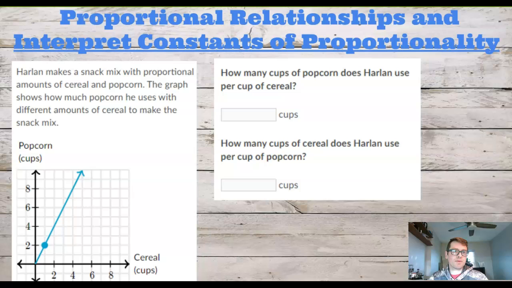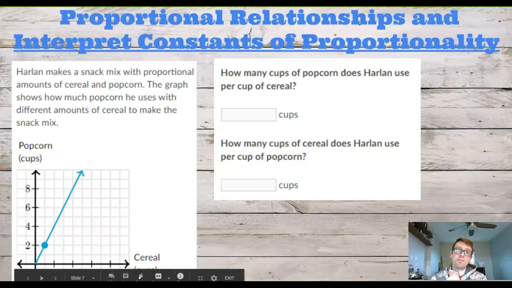Back to your breakout rooms when you're ready. This question is asking us 2 different questions. How many cups of popcorn does Harlan use per cup of cereal? Please read carefully on this one. And then part B, we'll call this part A and part B. How many cups of cereal does Harlan use per 1 cup of popcorn? This is asking for both unit rates here, so be careful.